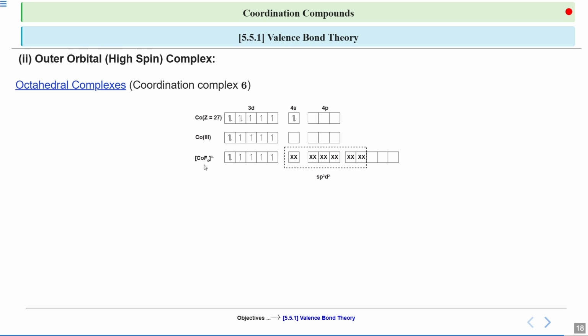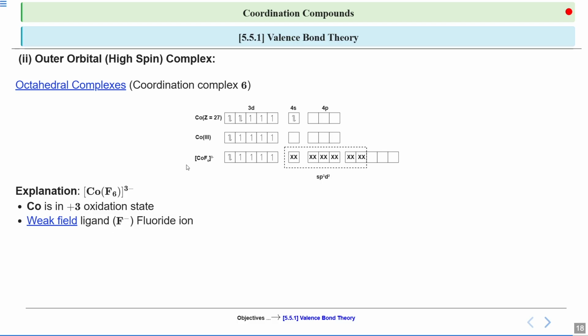Now for cobalt F6, the 6 fluorine ligands are going to come towards the cobalt to form the bond, and they are going to donate their electrons in these empty hybrid orbitals. One is from 4s, 3 are from 4p, and 2d are from another d orbital. Okay, so in the explanation for this complex cobalt F6 whole 3 negative, the cobalt is in +3 oxidation state, and the weak field ligand, that is fluorine, is present here. So the fluoride ion is a weak field ligand.